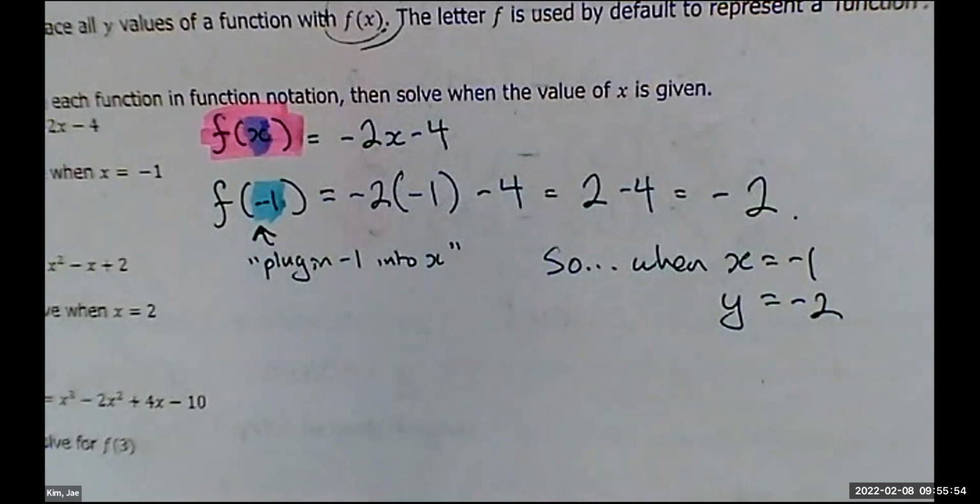Say one more time. If x is -1, I solve this, and I found the answer to be -2. So -2 times -1 minus 4 equals 2 minus 4 equals -2. When x was plugged in as -1, the y value that I got was -2.